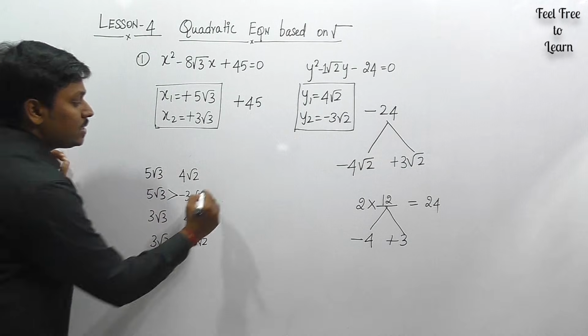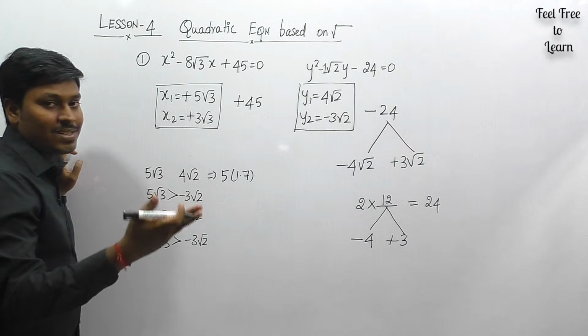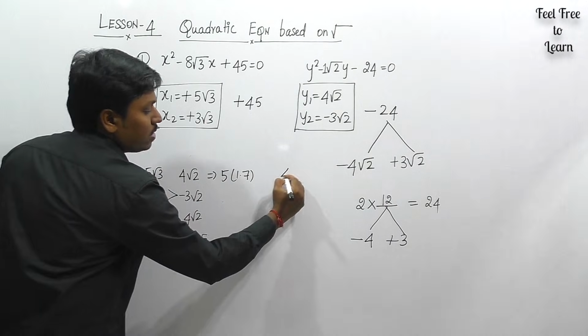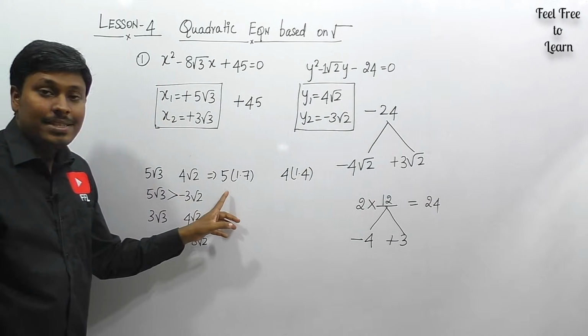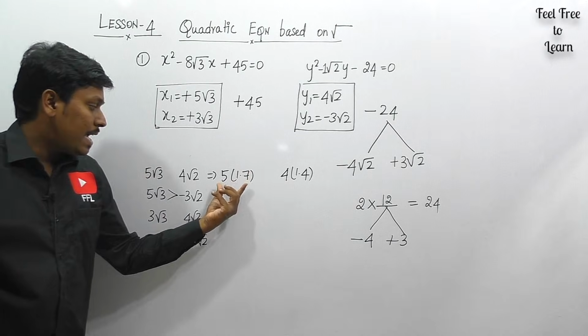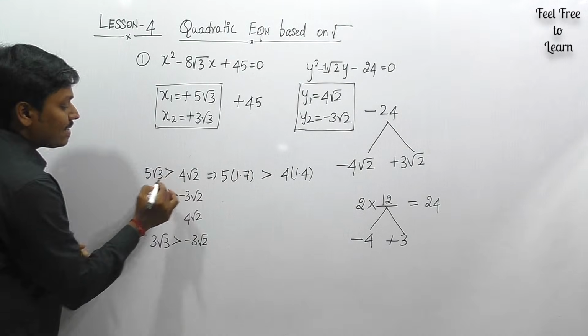We know that 5 root 3 can be taken as 5 into 1.7. Root 3 will be 1.732, let me take it as 1.7. And root 2 will be 1.414, so assume this as 1.4. So friends, when we multiply this, 7 5s are 35, 8.5. When we multiply this, resultant will be 5.6. 8.5, 5.6, 8.5 will be greater than. So we can say that here x is greater than.